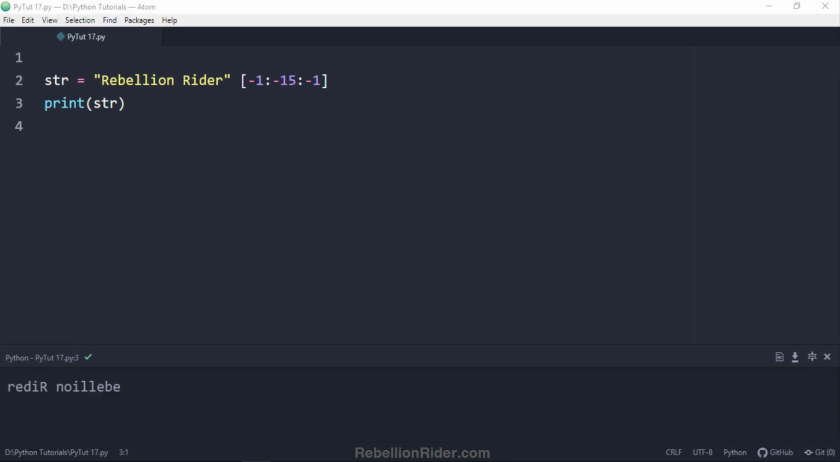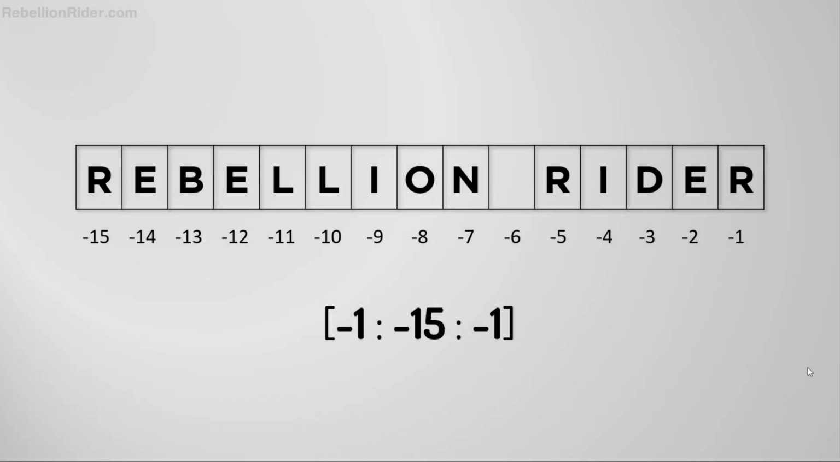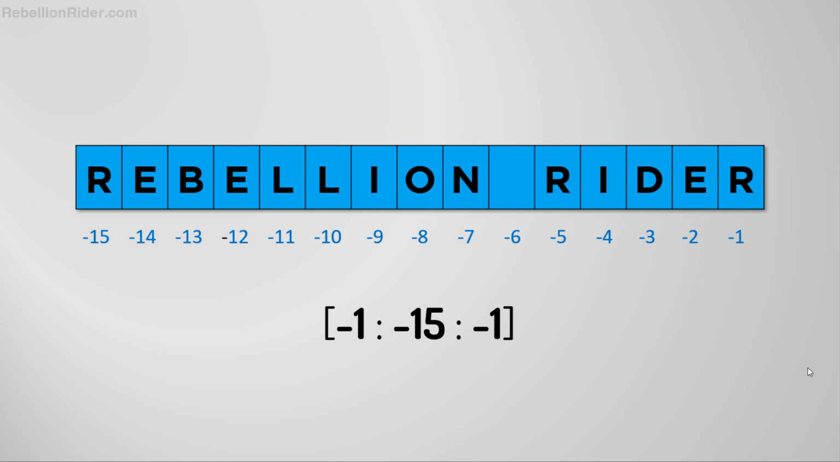As I explained in the last tutorial, the Python slice operator extracts the string starting from index start to index end but not including the index end. Confused? Don't worry. Let me explain. Here is our Python slice operator. This operator is telling the interpreter to extract the string from index -1 up to but not including index -15.